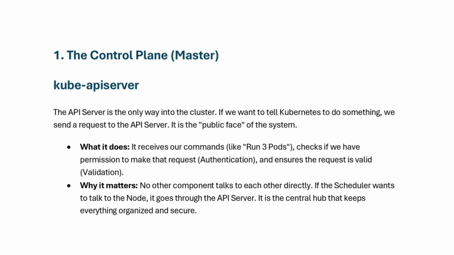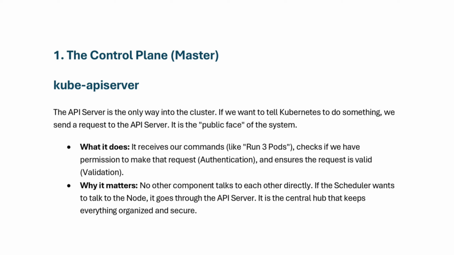What it does: it receives our commands like run 3 pods. It checks if we have permissions to make that request, that is authentication, and it ensures that the request is valid, that is the validation. So why it matters? No other component talks to each other directly. If the scheduler wants to talk to the node, it goes to the API server. It is a central hub that keeps everything organized and secure.